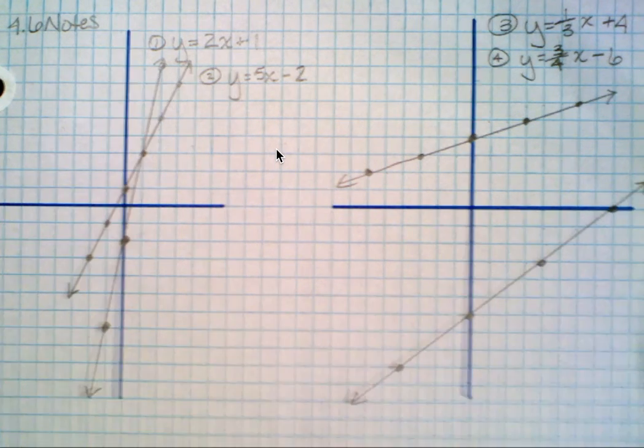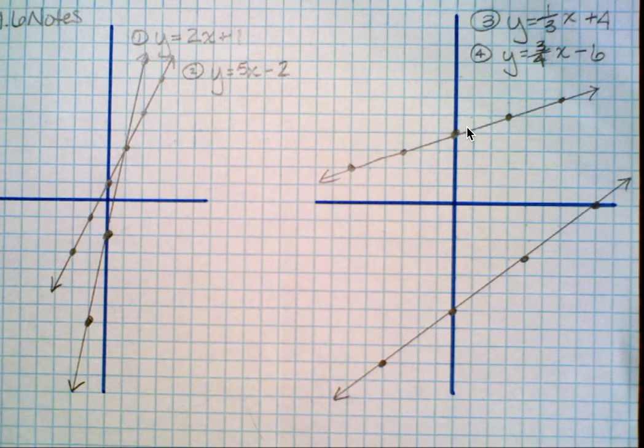I can do the same thing over here with examples 3 and 4. I can use my slope and my y-intercept. I plot the y-intercept, I count my slope. Up 1, run 3. Here I have -6 and positive 3/4, so I put my dot at -6. I rise 3 and run 4.